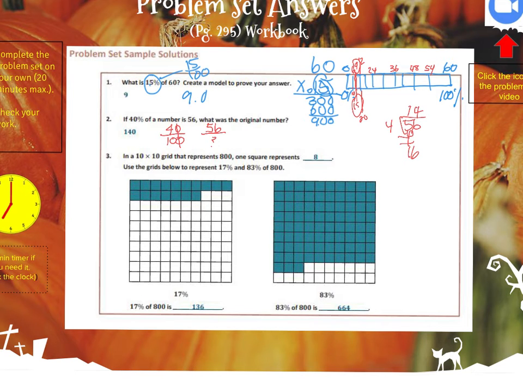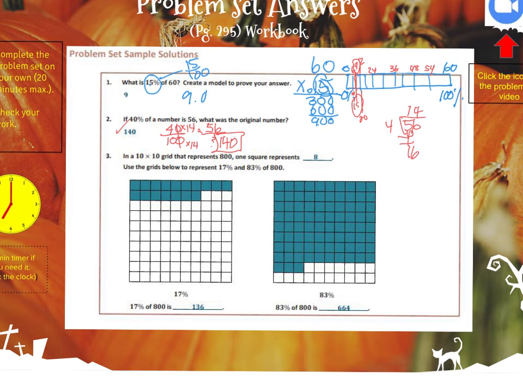So if I come back here and multiply that by 14, multiply that by 14, I get my 56 on top, which is what I want, and then I want my whole number down below. What is 10 times 14? It's 140. So that is my final answer. What is the original number? 140. Good, we got the right answer.